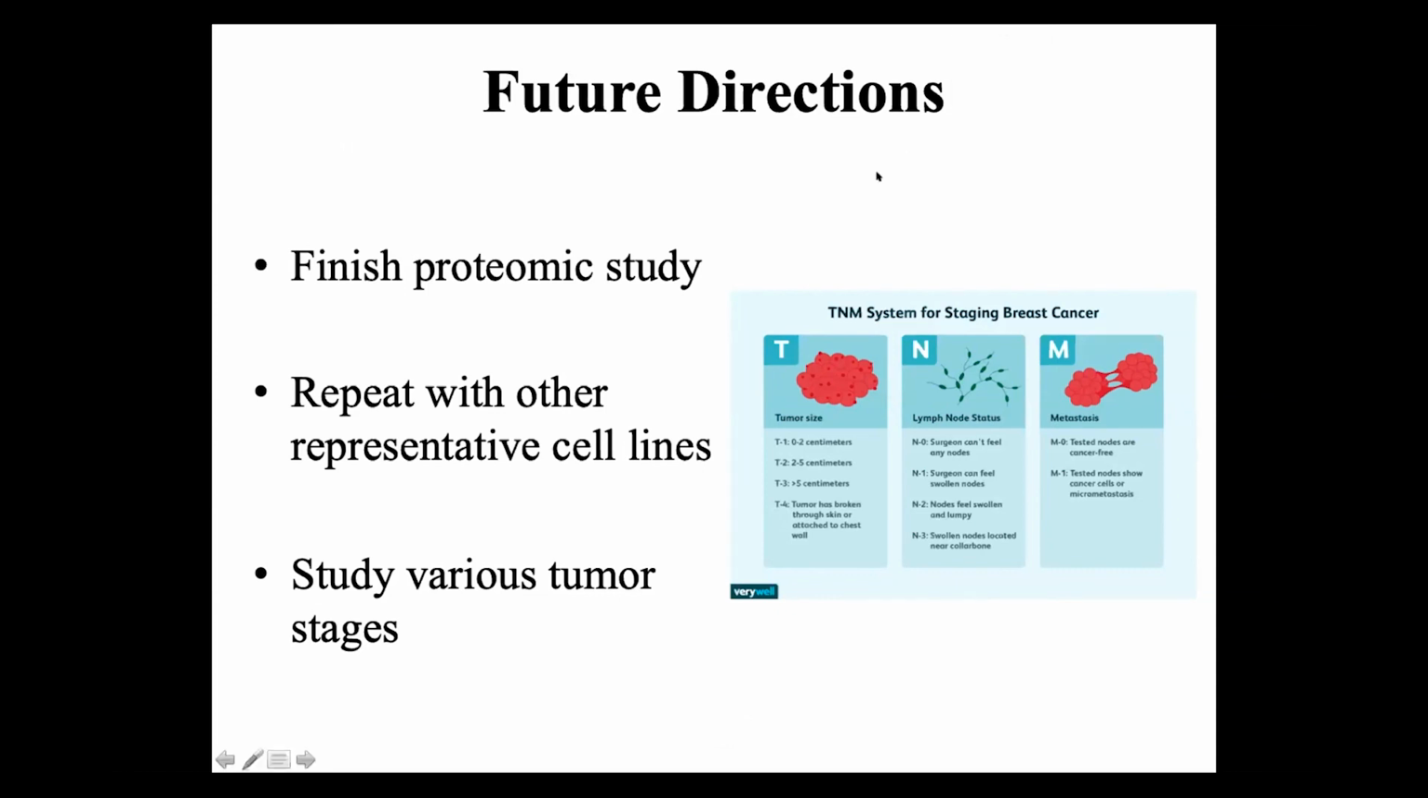Our second idea would be to repeat this with other representative cell lines. We want to make sure that our results are conclusive for the subtypes and not just for the cell lines that we happen to use for the study. And lastly, we would want to ultimately see whether we can detect not only the subtype of breast cancer a patient has, but also the tumor stage. As you can see on the right, tumor stages are based on tumor size, lymph node status, and metastasis. Again, treatment is most effective if it's implemented early and as individually targeted as possible. So tumor stages would be really helpful to know as well.